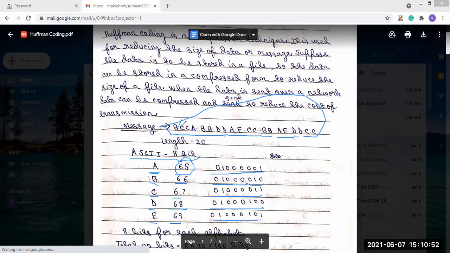Now, if you observe here, what characters are present? Some characters are repetitive, but how many distinct characters are present? A, B, C, D, and E, a total of 5 characters, but our message length is 20 because some characters are repeatedly used here. So our main characters are these 5: A, B, C, D, E.